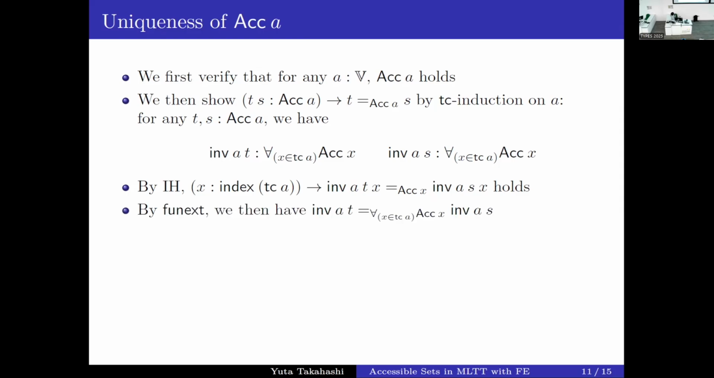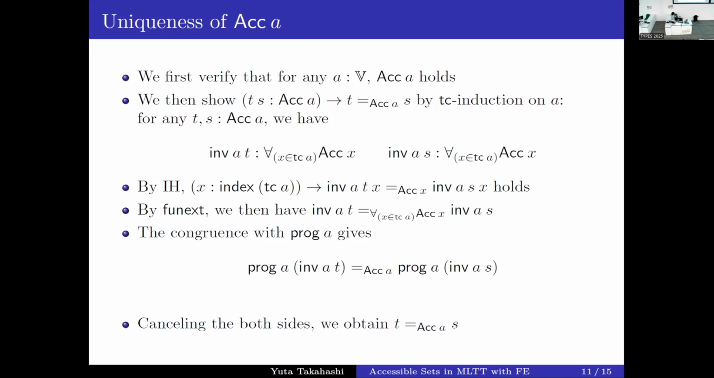Then, by using functional extensionality, we have this equation for functions. And then the congruence with progress A gives this equality. Finally, we can cancel both sides as above, and we obtain this equation. So arc A has a unique proof.